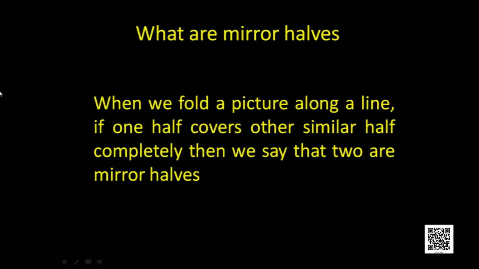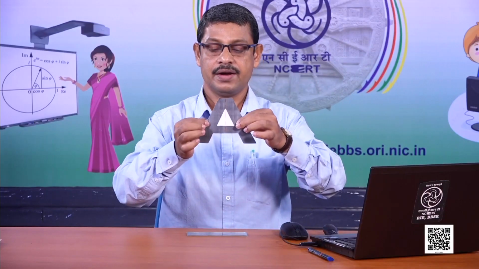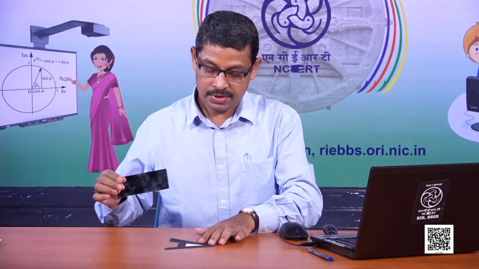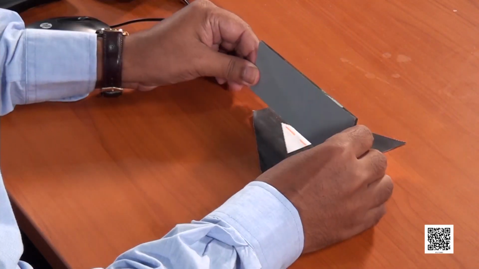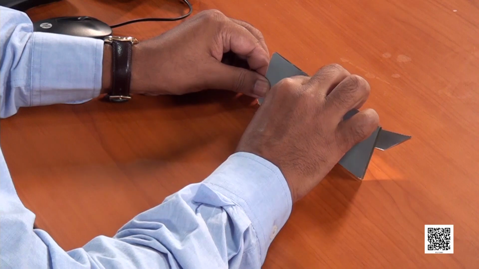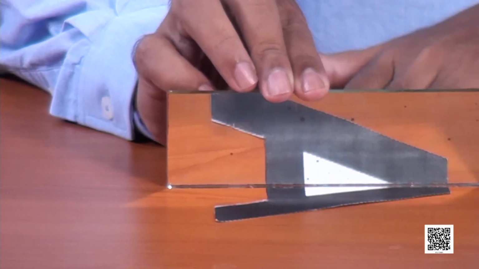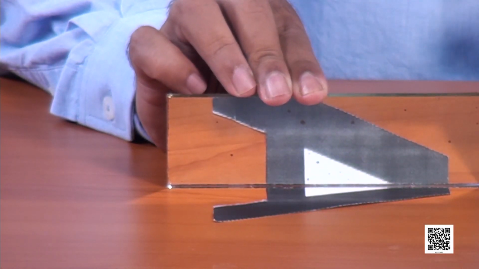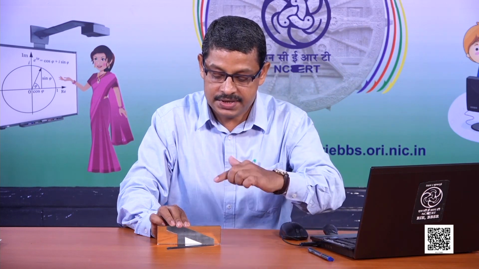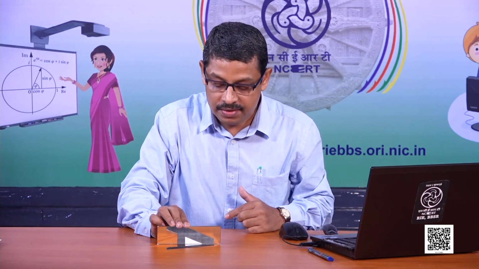Now see, when I am using the word mirror halves, this is capital letter A. Now I have to take the image of half of this capital letter A along this dotted line. I am keeping a mirror on this line. Now I have to take the image of this half. Are you getting a similar half in the mirror? The image, its shape and size are equal to the shape and size of the object. So this half, its image has been formed in the mirror.